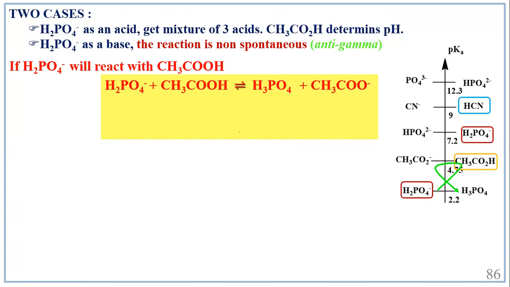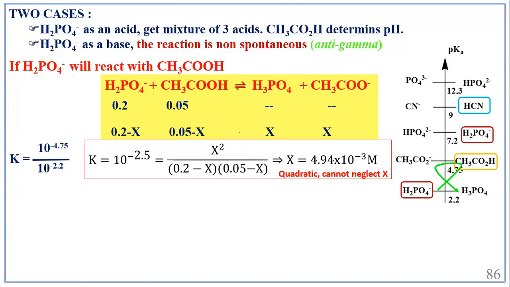Let's set up this anti-gamma, H2PO4 and acetic acid. So what's the K reaction here? The reactant acid is acetic acid, the product acid is H2PO4. So it's the Ka of the acetic acid divided by the Ka of the H3PO4, which happens to be 10 to the minus 2.5.